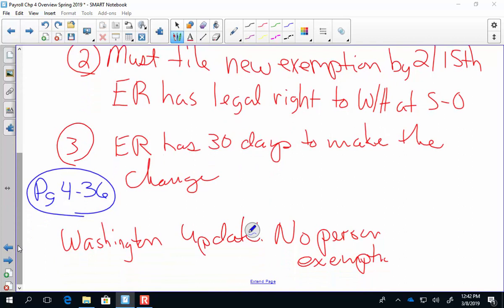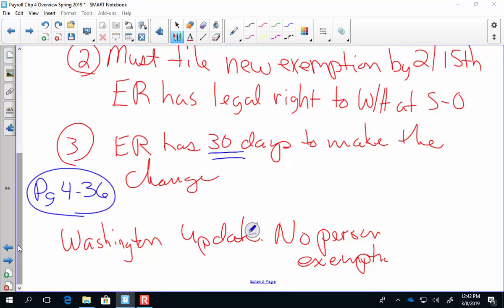And then finally, number 3, Jack decreased the number of allowances on his W-4 on April 4th. How many days does an employer have before that new W-4 kicks in? The IRS does give an employer quite a few days to make that change, and in this case, it's 30 days.